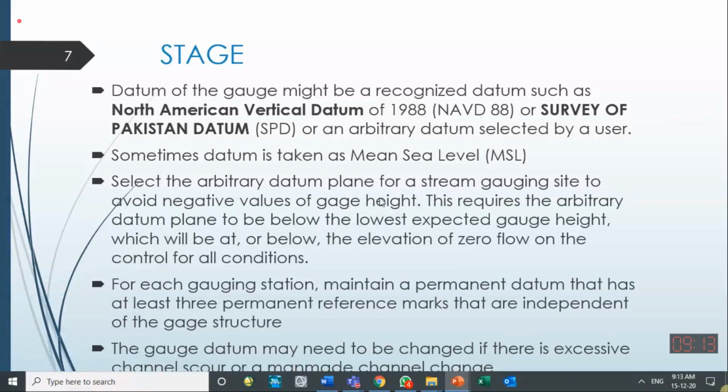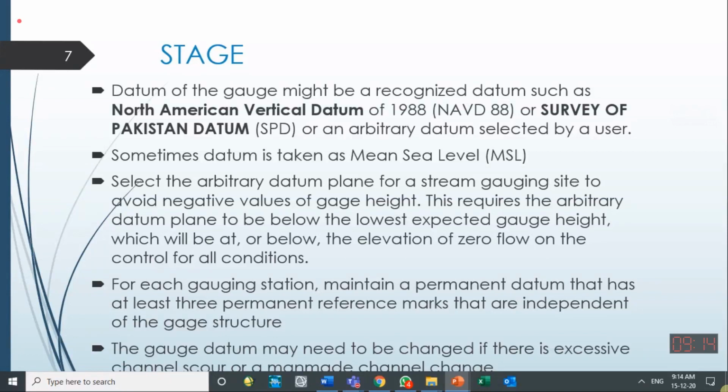Arbitrary datum plane for a stream gauging site. If you have selected the datum yourself, then you should select it in such a way that the lowest level of water which is possible over there should remain above the datum. If it goes below the datum, it means you will be recording negative values. So usually we avoid recording negative values.